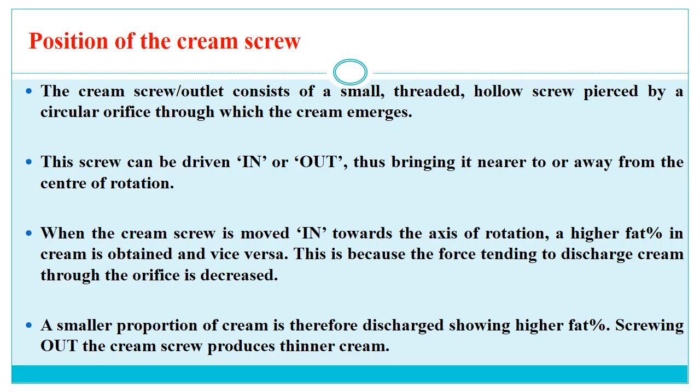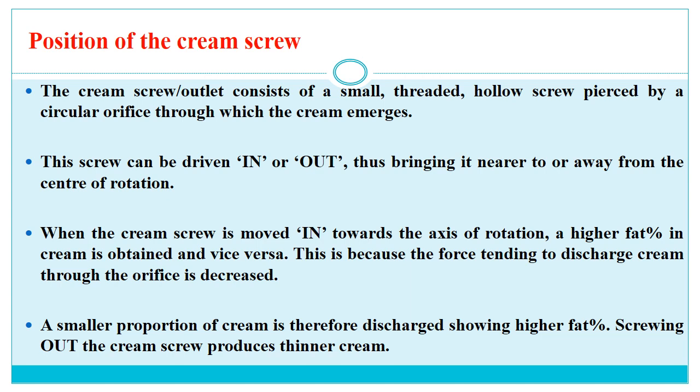Now, position of the cream screw. As I have mentioned earlier, the position of the cream screw plays an important role in the efficiency of cream separation. The cream screw or outlet consists of a small threaded hollow screw pierced by a circular orifice through which the cream emerges. So this is one of the important valve-like parts through which the cream comes out, and this we can put in or out, towards in or towards out.